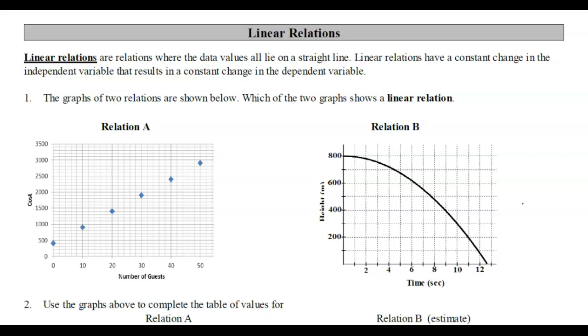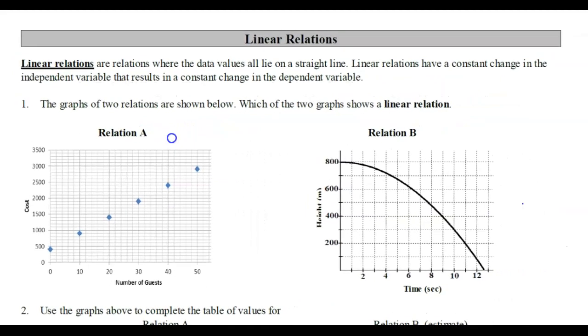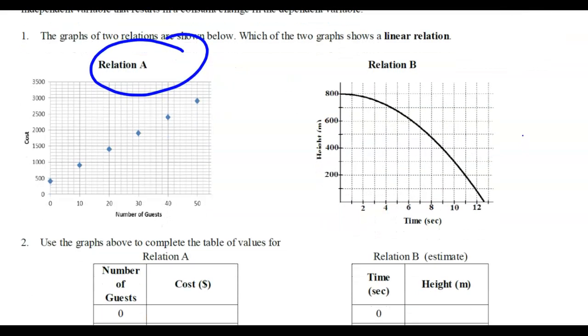So the graphs of two relations are shown. Which of the two graphs shows a linear relation? Hands up for A. Hands up for B. Okay, it's A. Get a straight edge out, it's A. B is curved, right? So it is not a straight line. So A, I'm just going to circle it. So that is the linear relation.